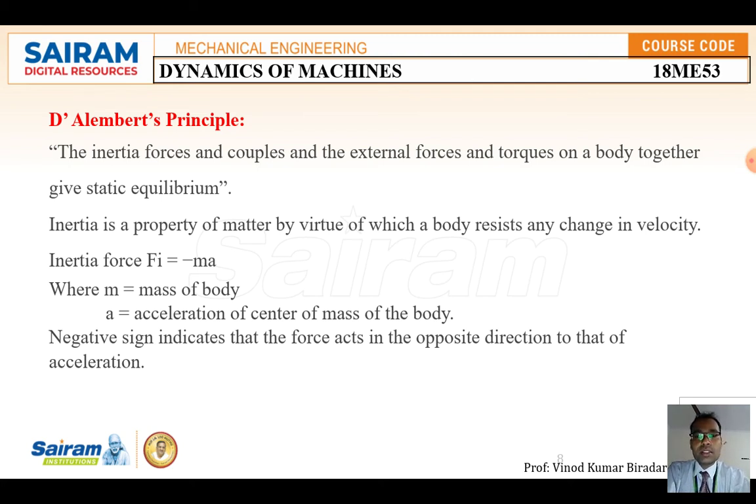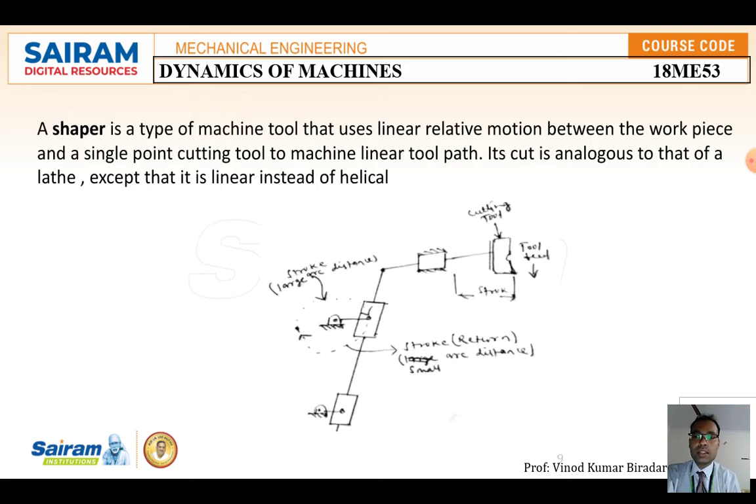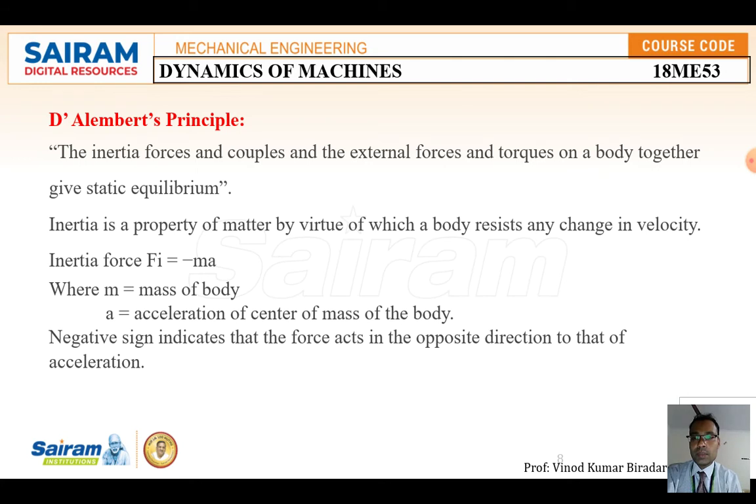Otherwise, remember that the summation of inertia forces and the external forces is called the D'Alembert principle. Here the inertia force is F equal to minus m a, where m is the mass of the body and a is the acceleration. The negative sign indicates that the force acts in the direction opposite to that of the acceleration. So remember this formula: inertia force is equal to minus m into a. To remember the D'Alembert principle: when the resultant of torque and the resultant of forces are added in the given particular component, then the body is in static equilibrium. That is called the D'Alembert principle.